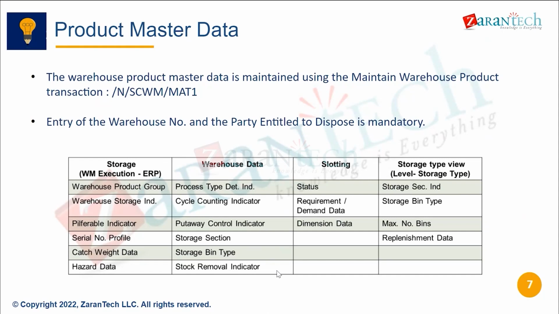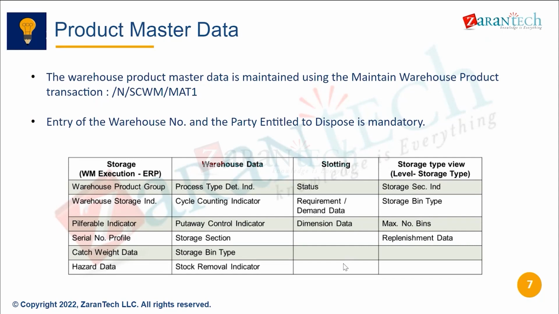Then you'll have the stock removal indicator. This is to perform your picking activity, to remove the stock from the warehouse. So it is an outbound activity, we can say. To control that activity, this indicator is used.